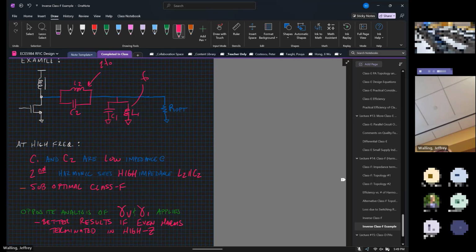Okay, so that's class F and inverse class F. We'll do a homework where we actually do all versions of these switching amplifiers coming up here. It'll be assigned on Wednesday, so we'll get some practice looking at these things. The main thing to think about is just that you're trying to shape the waveforms in order to cause non-overlapping currents and voltages.